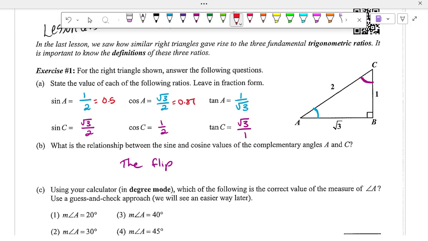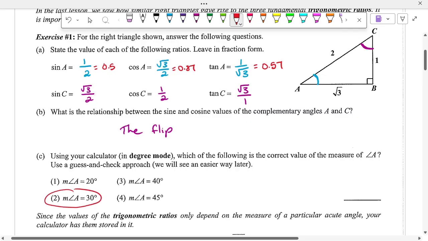And then do 1 over square root of 3. What would you get in your calculator? 0.57. So go to your trig table and tell me which value of A gives you close to all 3 of those values for sine, cosine, and tangent. 30.